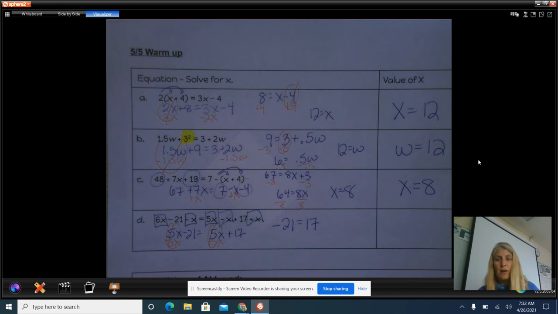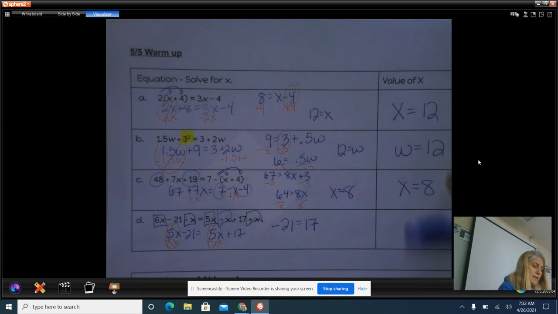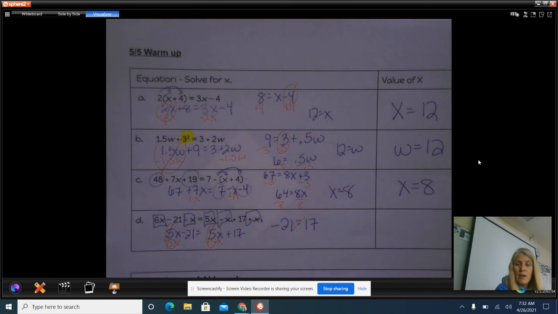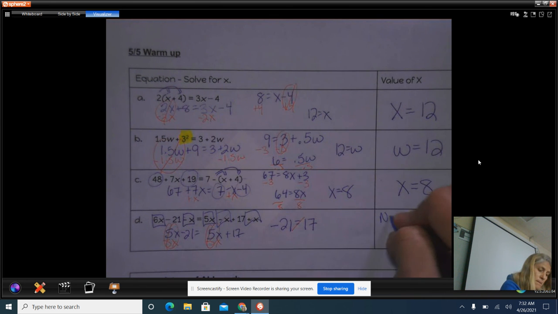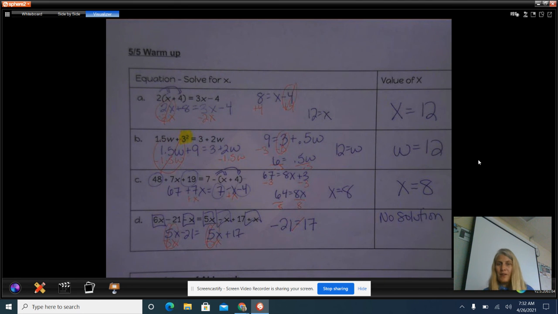So as always, when our variables go away, we take a look and we ask ourselves, is it a true statement? A little bit easier with the equal than the inequality, but clearly negative 21 is not 17. When it is not the same, your answer is no solution. And when it is the same, your answer would be all real numbers.